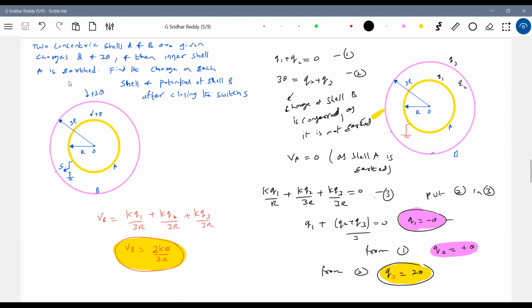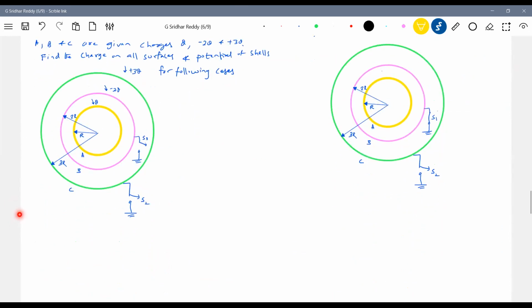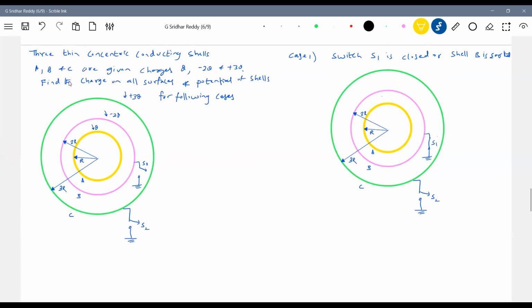Okay, I'll proceed to the next. 3 shells we will take. The two earthings I have brought in, and then we'll see what conditions we get. Okay, now read the question. So we have switches S1, S2. First, the following cases. What is the following case? Switch S1 is closed, or shell B is earthed.